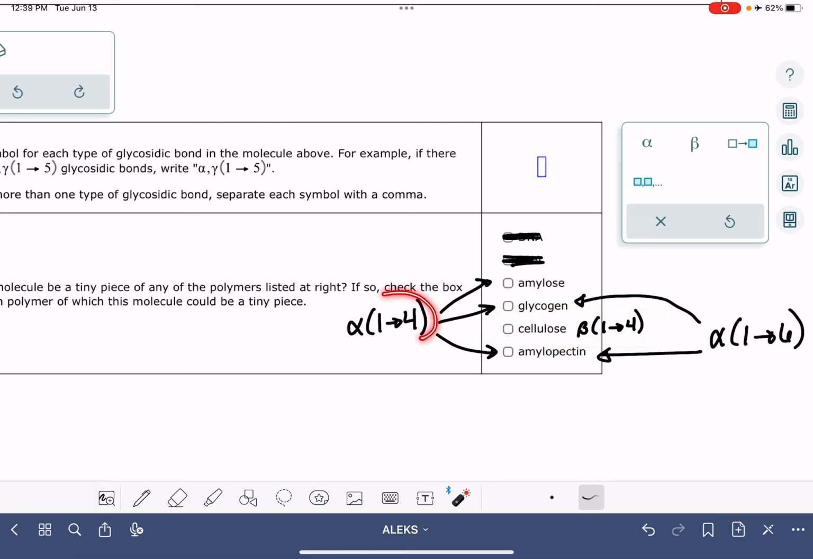If you have something that contains only alpha-1,4 bonds, you know that it's amylose. If it contains both alpha-1,4 and alpha-1,6, it could be either glycogen or amylopectin. You're going to want to check both of those.